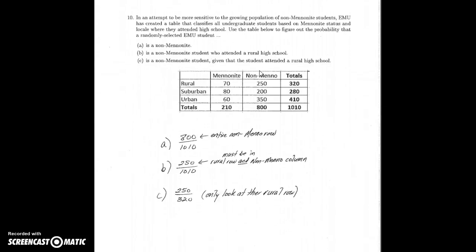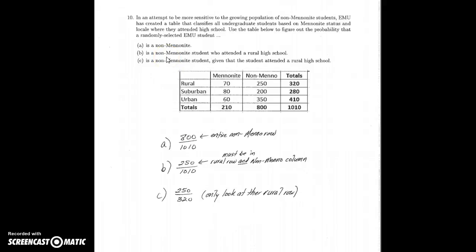Here we have a chart. We want to know a few things. First, we want to know randomly selected student is non-Mennonite. So notice we have a breakdown here of 3 different groups of non-Mennonites, but we didn't really specify anything about where they're coming from. So more importantly is this 800 total out of our 1010 students are non-Mennonite, so we just divide those two.